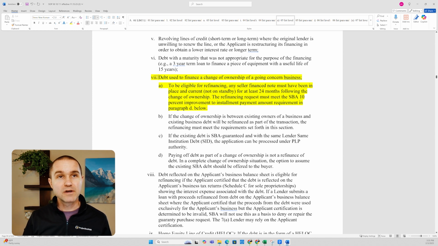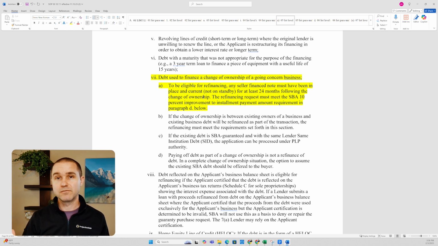But what I want to look at here specifically today is debt used to finance a change of ownership for a going concern business. So this says to be eligible for refinancing, any seller finance note must have been in place and current, not on standby, so we'll get into that, for at least 24 months following the change of ownership.